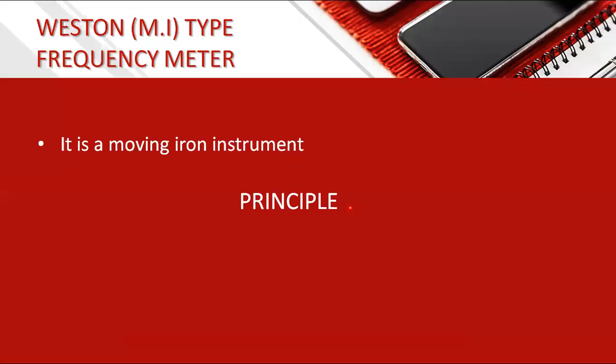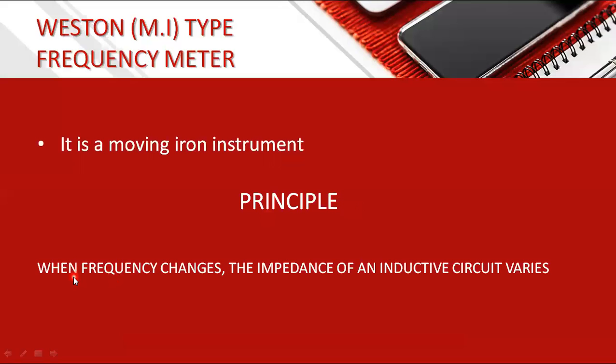Then just briefly, we have to understand a common fundamental principle based on which this Weston type frequency meter works. And it is when frequency changes, the impedance of an inductive circuit varies. So let us try to understand this fundamental principle once again in detail, with some examples.